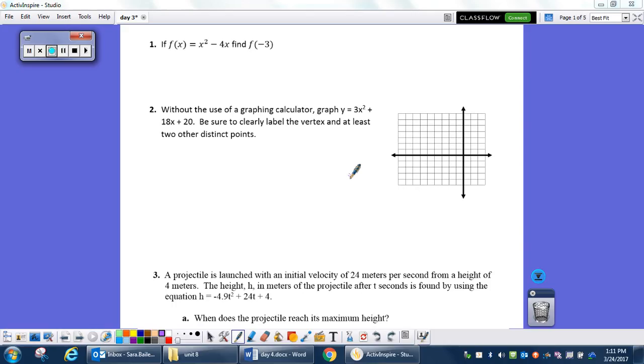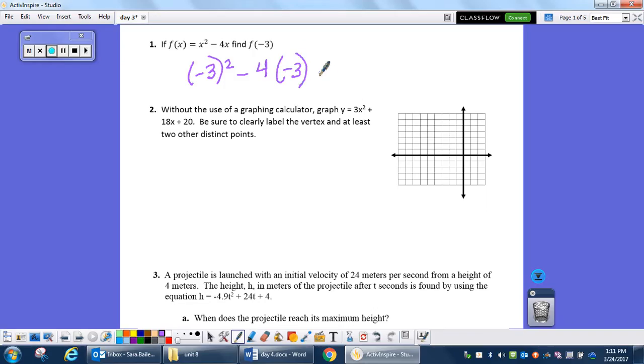All right, your equation f of x equals x squared minus 4x. Find f of negative 3. So wherever you see an x, you have to put a negative 3. 4 times negative 3. So if you were to put this into your calculator, and I would double check me, you should be getting 21.